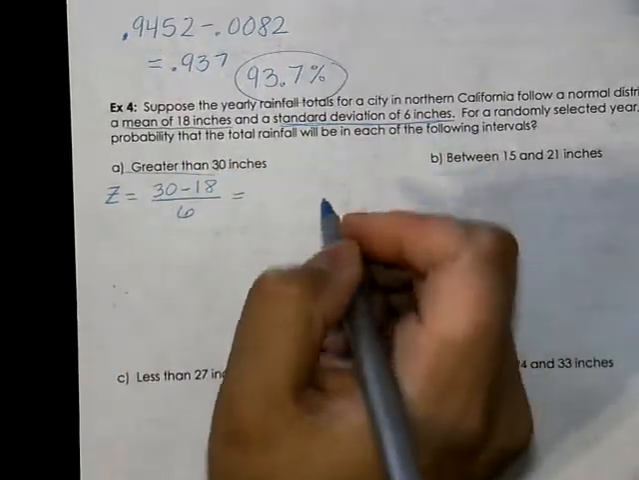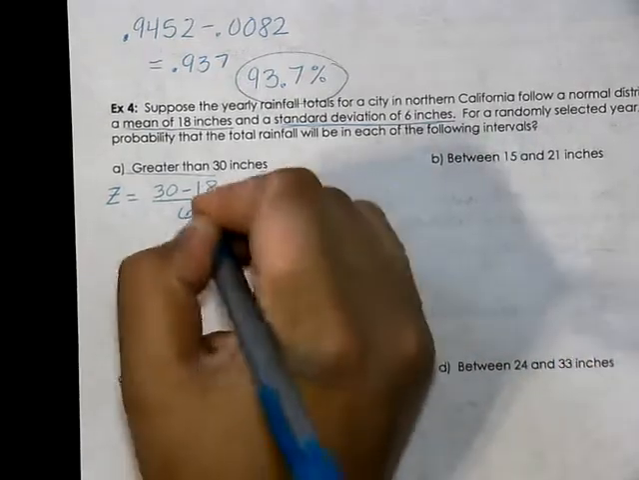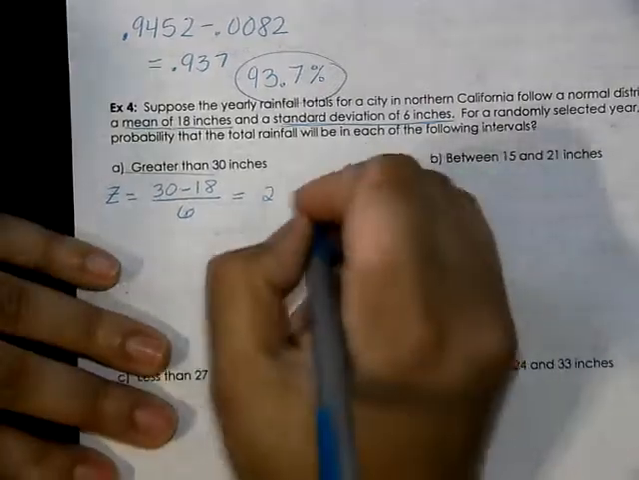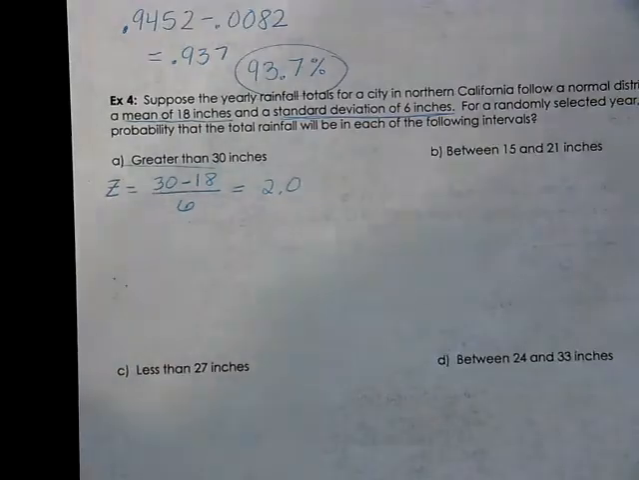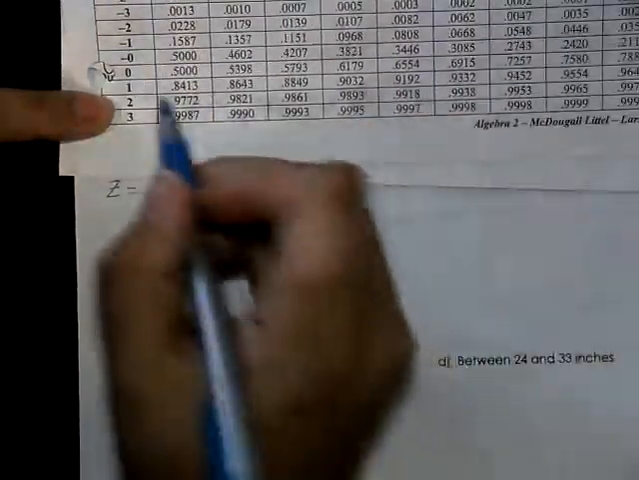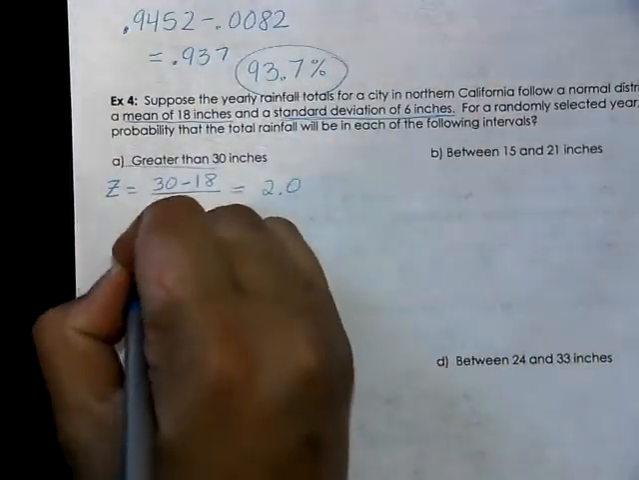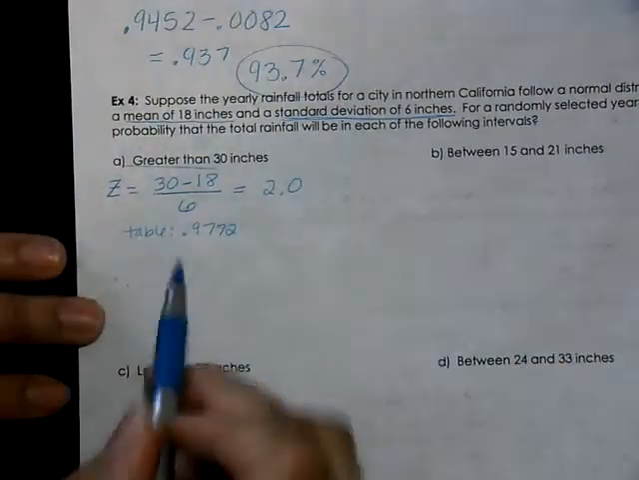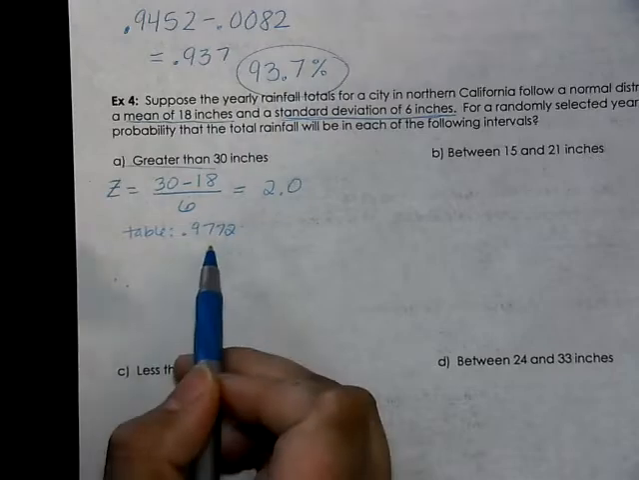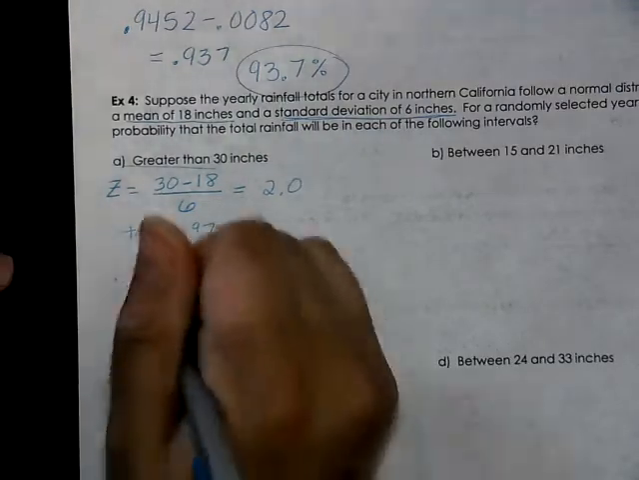This comes out to exactly 2, because this is 12 divided by 6. But again, you'll want to write it as 2.0 to help you find that in the table. So here is the table for 2.0. It's 0.9772. So from the table, 0.9772 is our number for the table, but it's not your final number, because again you have to subtract 1 from that.